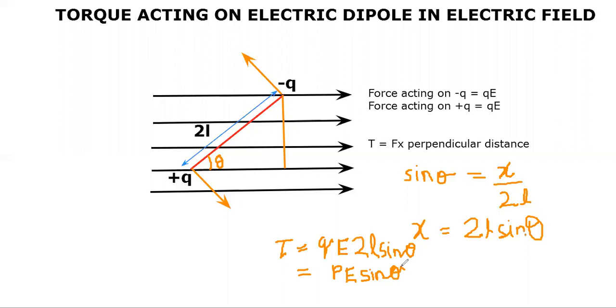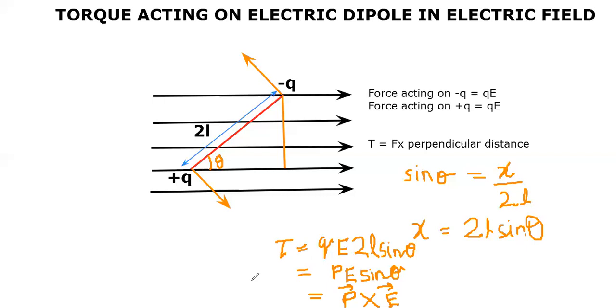And PE sine theta, if you remember, AB sine theta last year in 11th was A cross B. So this becomes P cross E. Similarly, it becomes P cross product E. Don't forget to make the vector sign on both P and E. Then only you can say it is a cross product. So the formula of torque acting on a dipole in an electric field is P cross E.